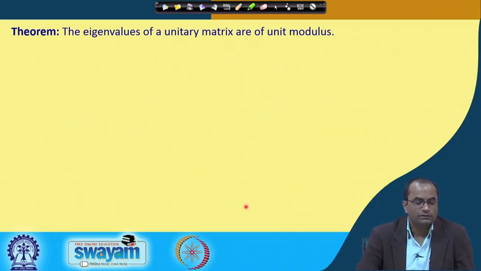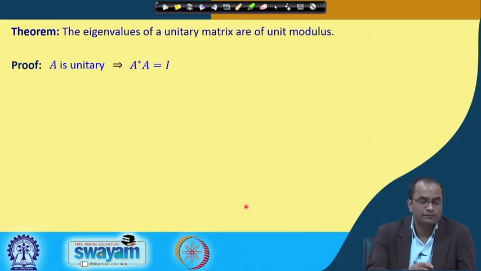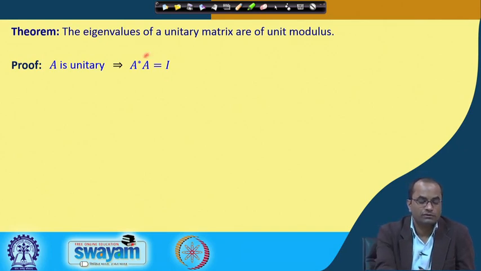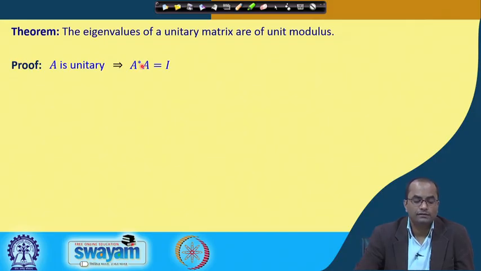Now, another important result, that the eigenvalues of a unitary matrix are of unit modulus. This also we can prove in general. If we have a unitary matrix, that means A star A is equal to the identity matrix. Such matrices are called unitary matrices. So, if we have a unitary matrix, we will now prove that the modulus of the eigenvalues is 1.